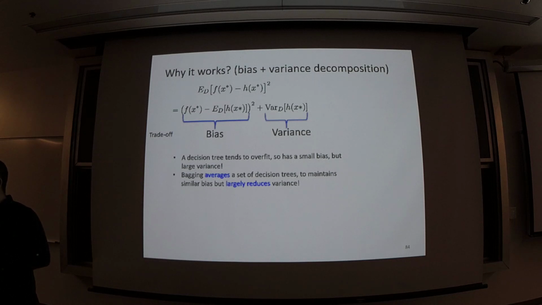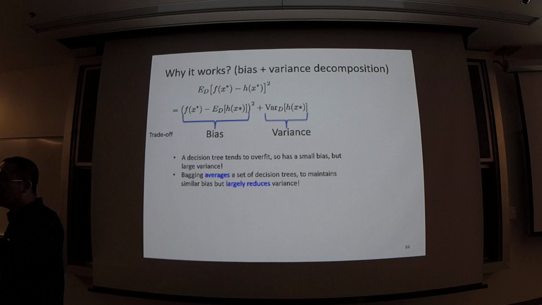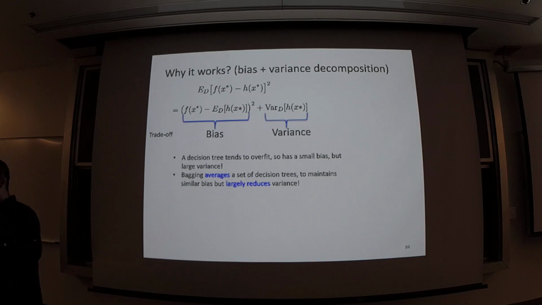What about variance when I average the predictions of a set of decision trees? So I have decision trees H1, H2, H3, and H4, and each has its own variance. Now I come up with a second classifier, which is the average of these four decision trees. What about the variance of this average decision tree classifier?